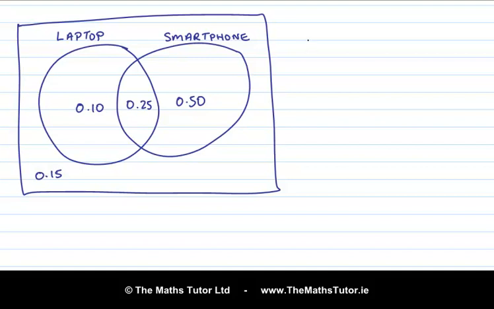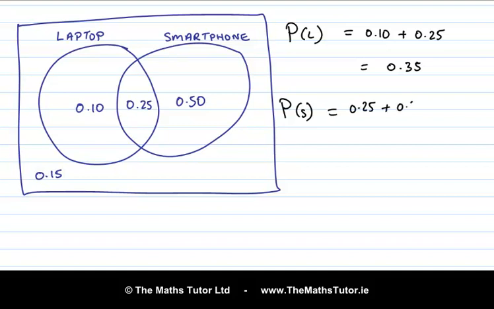So if I pick someone at random from this group, what's the probability that they will have a laptop? Well, it's 0.10 and 0.25. So we just add them up. So that's equal to 0.35. What's the probability of having a smartphone? Well, it's 0.25 plus 0.50. That's 0.75. What's the probability of having neither? Well, that's this probability here. So it's 0.15.